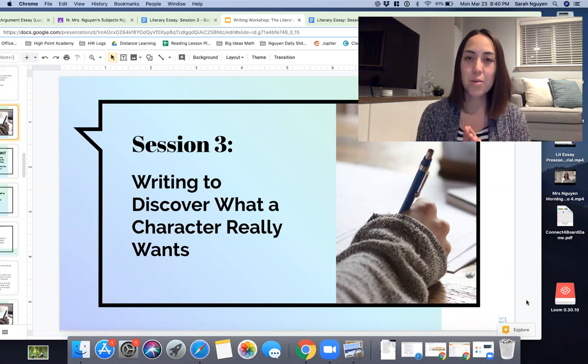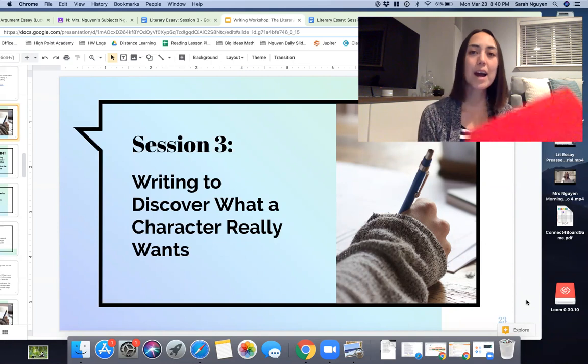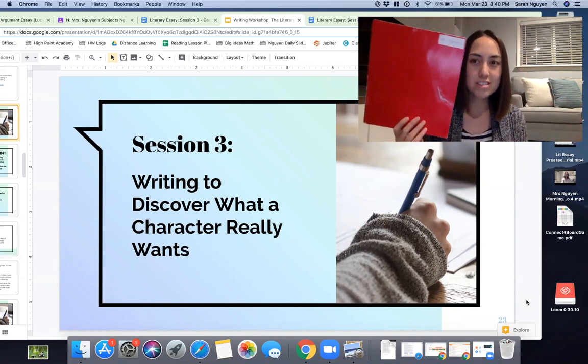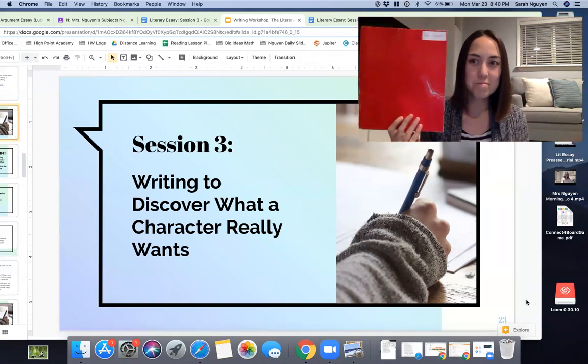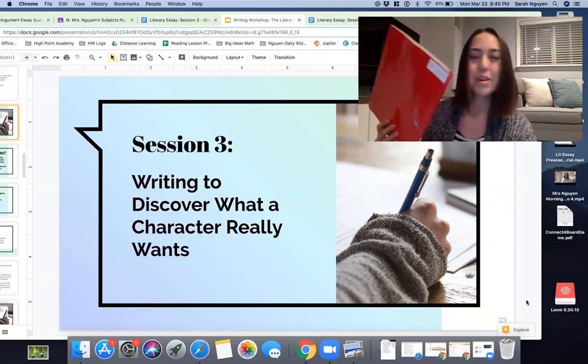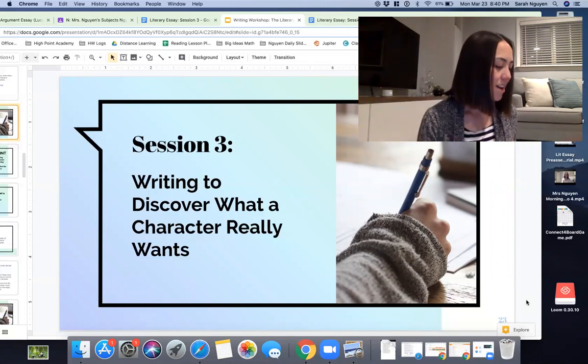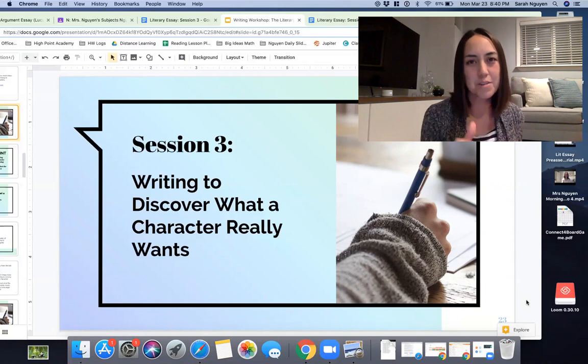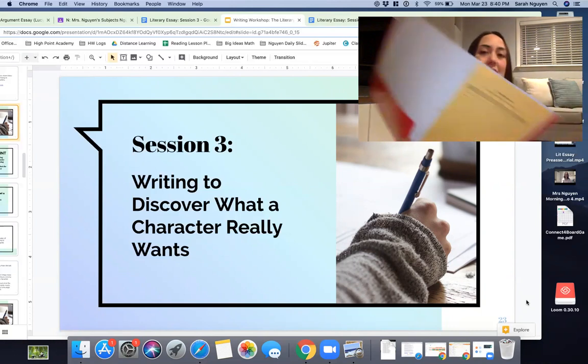Before we get started though, you're going to need a couple materials with you this time. So go grab your writing folder. Hopefully it's not messed up like mine is. Go grab a pencil and go grab a sticky note or two. If you have access to a printer, it would be really cool if you could go print out a copy of our new table of contents.